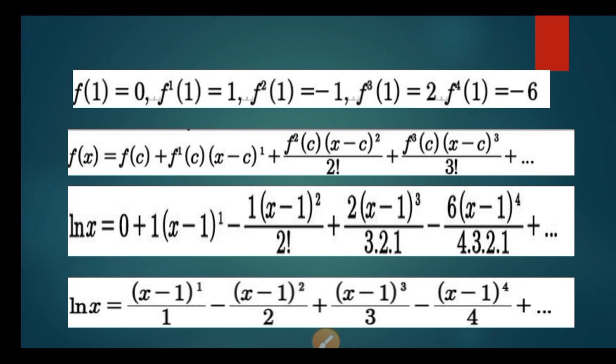So ln x will be x minus 1 raised to 1 over 1, minus x minus 1 squared over 2, plus x minus 1 cubed over 3, then minus x minus 1 raised to 4 over 4, and so on.